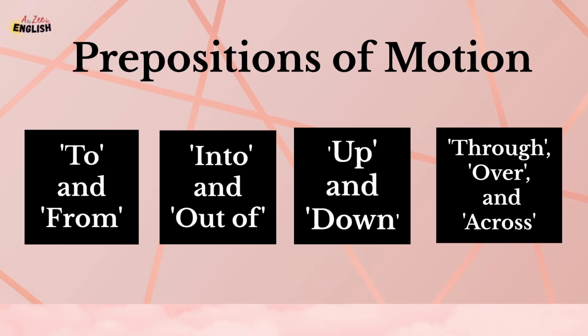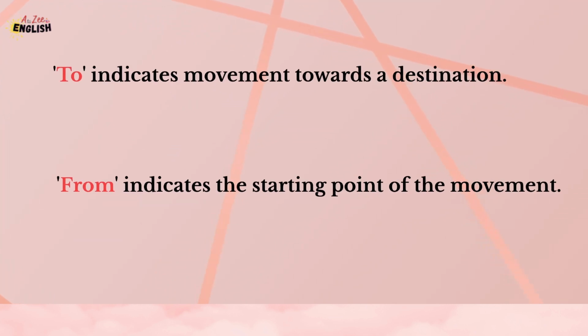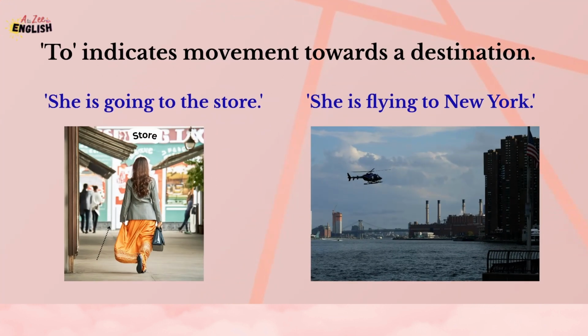The first one is to and from. Starting with to and from, to indicates movement towards a destination, whereas from indicates the starting point of the movement. Let's take an example of preposition to. First one is, she is going to the store.